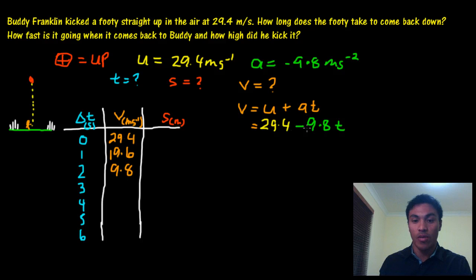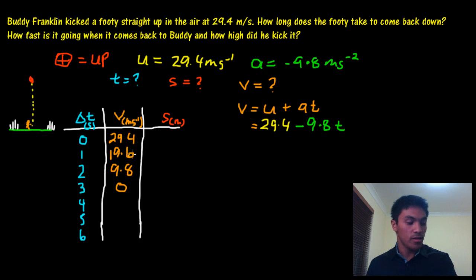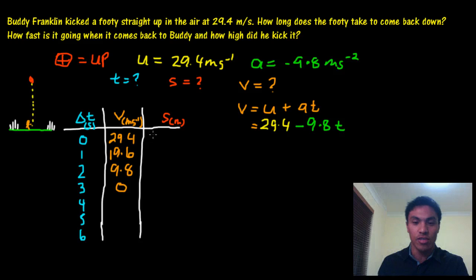And if we take away 9.8 for another second, at time equals 3, 3 times 9.8 is 29.4. Something here you'll find very interesting: at 3 seconds the velocity is going to be 0. And let's go further. At time equals 4, it takes away an additional 9.8 meters per second, so you'll have a negative velocity here, negative 9.8 meters per second.